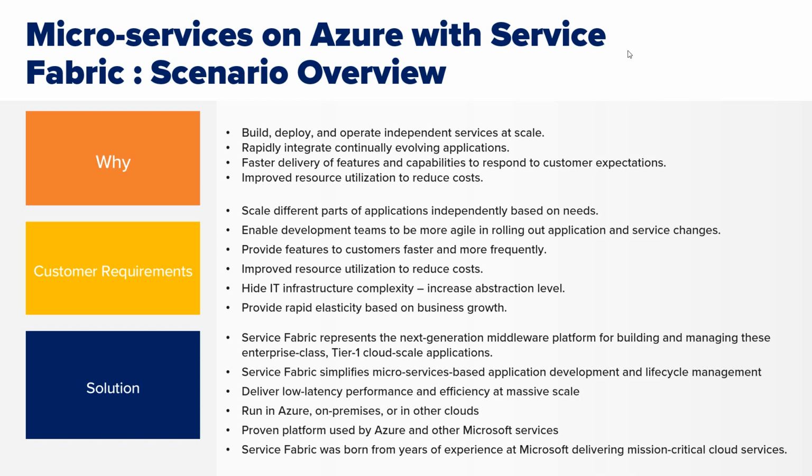Let's talk a little bit about the customer requirements. They want to be able to scale different parts of the application independently based on their needs. They want to empower their development teams to be more agile and roll out application and service changes. They want to provide features to customers faster and more frequently. They want improved resource utilization while reducing costs. They also want to hide the complexity of IT infrastructure and increase that abstraction layer. And they also want to provide rapid elasticity based on business growth, and that means scaling out and scaling back.